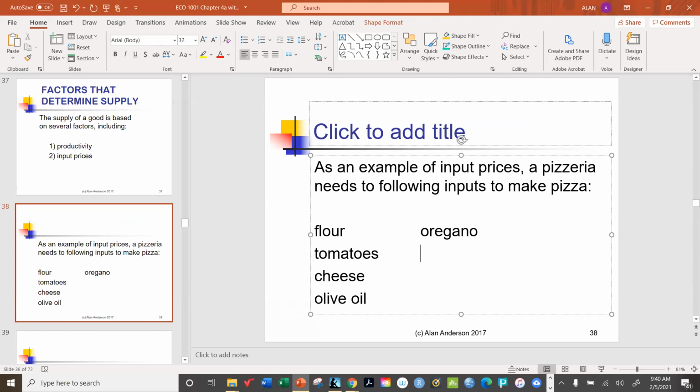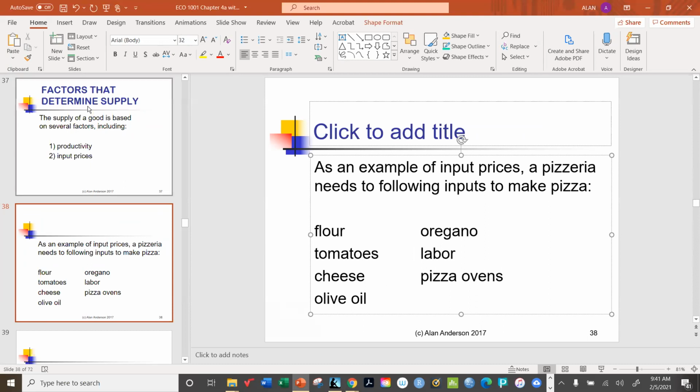And of course, they need labor. Somebody's got to be back there making the pizza, and then they need pizza ovens. You can't do this by yourself; you need to have a pizza oven. So the first three or four ingredients are the actual food items that go into this process, but you also need labor and pizza ovens.